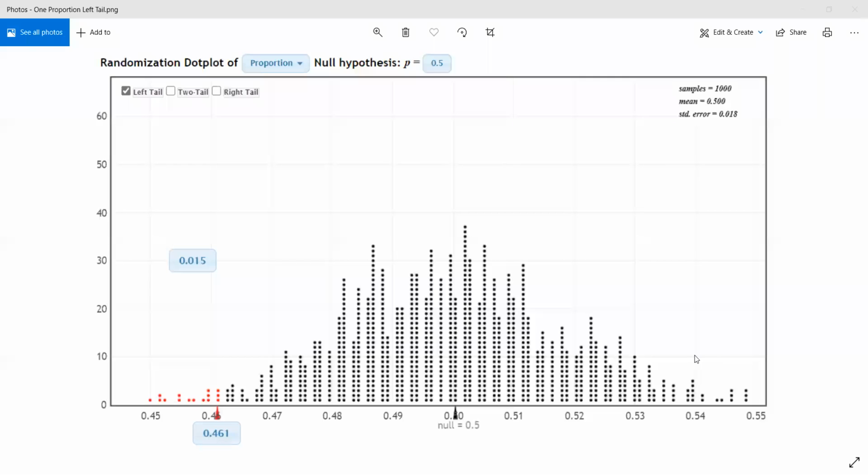All right. So let's see. I don't know if this is the proportion one. That's a two-tail. Hold on. Let me check this one out here. All right, here's a proportion one.